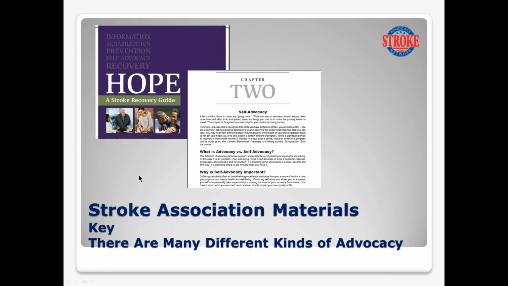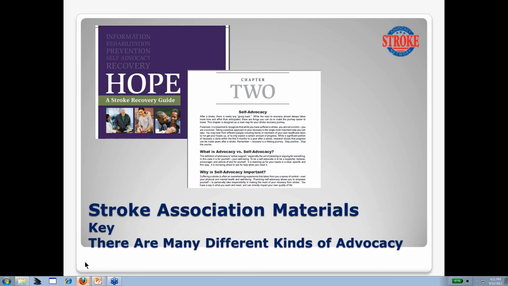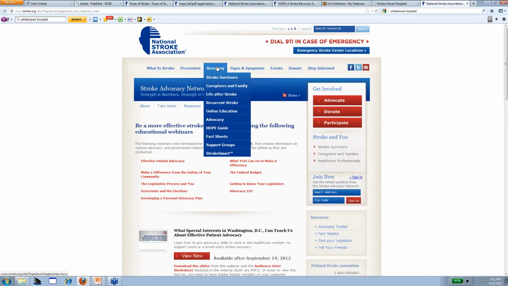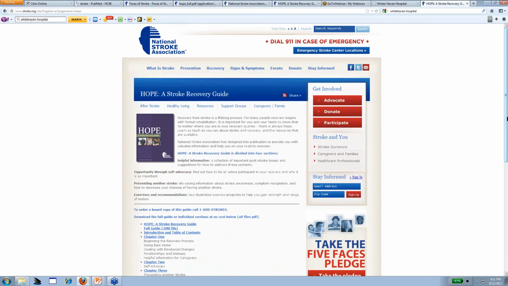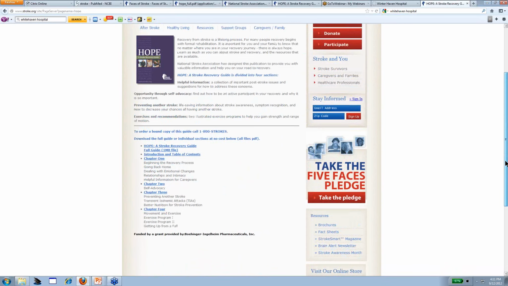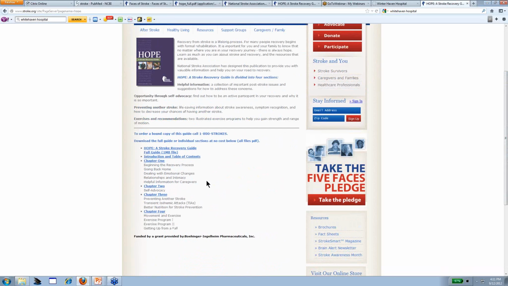One of the resources you have that will help you do that is the HOPE Stroke Recovery Guide. And I'm actually going to go to that on the National Stroke Association site. So when you go to stroke.org and you look under the recovery link, you'll see that there is the HOPE Guide link. And you click on that, and it gives you a lot of information about being a stroke survivor and this concept of self-advocacy. Now, I know we're talking about patient advocacy and advocacy sort of from everyone who's surrounding a stroke survivor as well as the stroke survivor, him or herself.